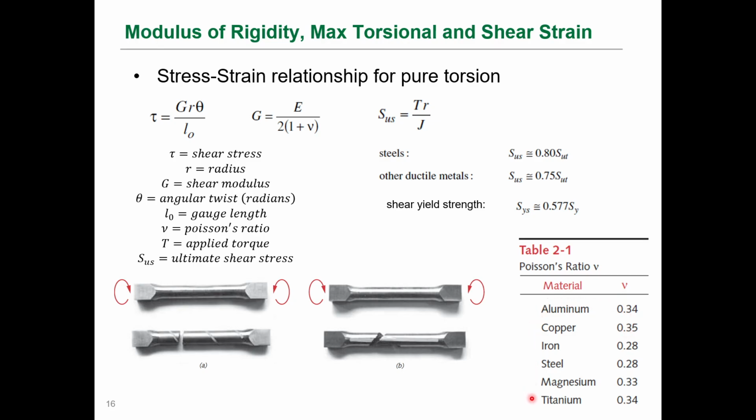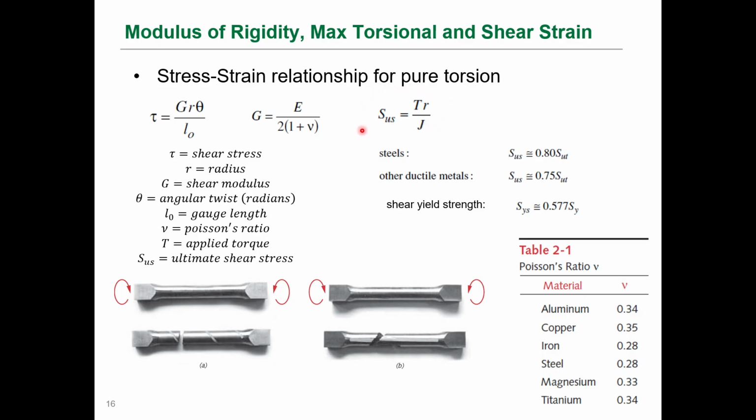And so if you use 0.3 in your initial calculations, and you know that is not perfectly accurate, you're going to be pretty close here. Okay. So you take your shear modulus times your radius times the angular twist in radians over the gauge length, and that's the amount of shear stress that's developed in the material. And then if we want to understand the ultimate shear stress, we can take the shear stress T, which is the applied torque at failure, times the radius over the polar mass moment of inertia.